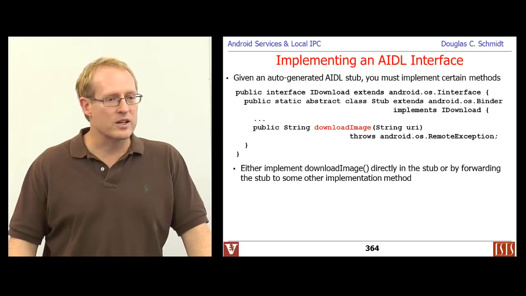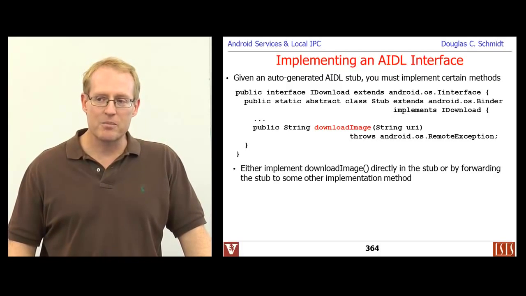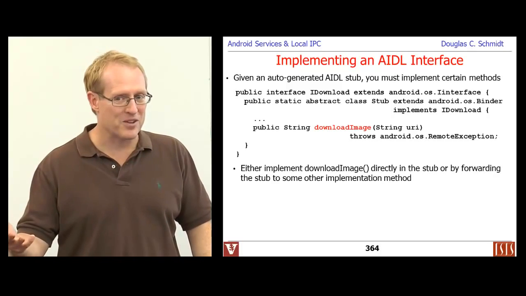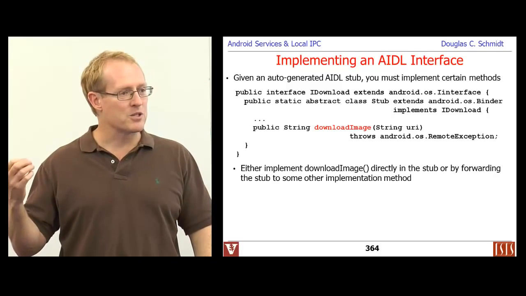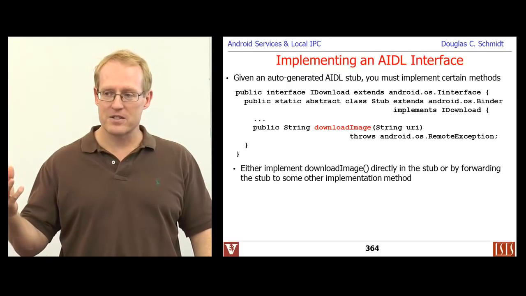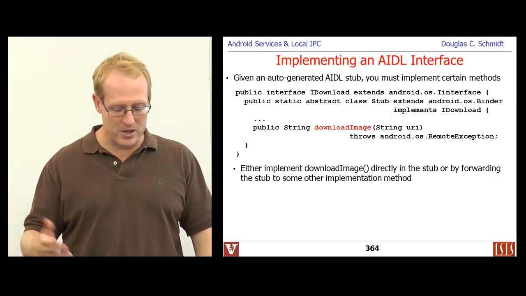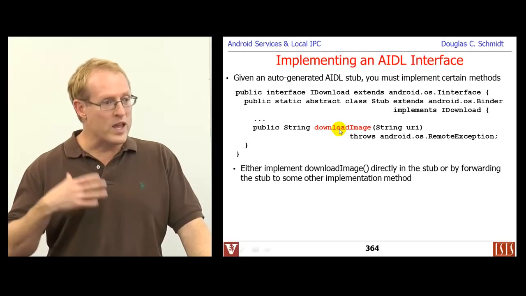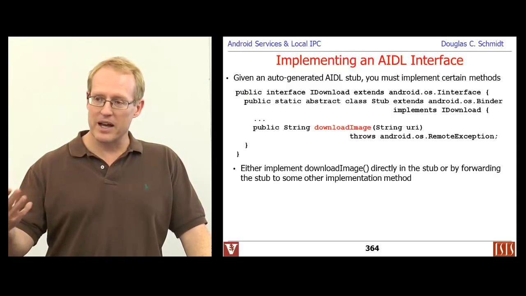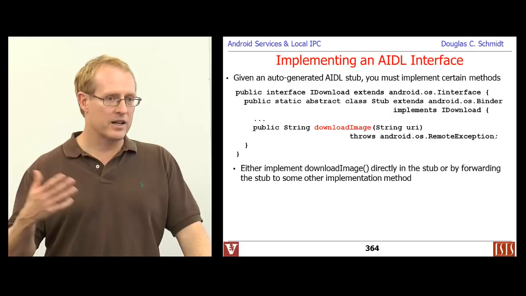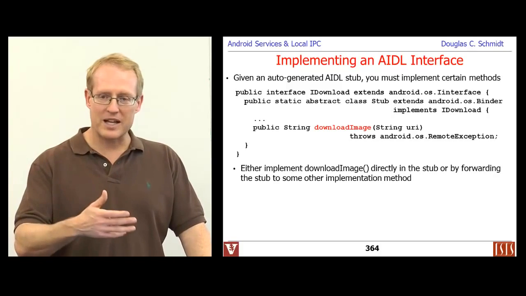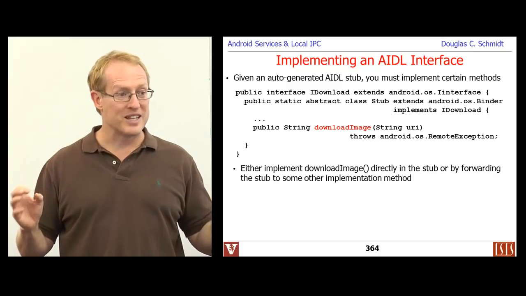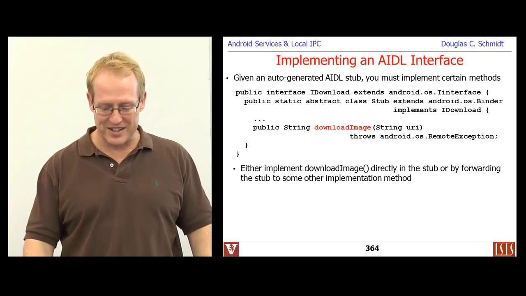OK, so if you take a close look at the generated code by the IDL compiler, you'll see that there's a set of abstract methods, one for every method that was defined in the original AIDL interface. So if we have downloadImage, then there's going to be an abstract method called downloadImage here. And we have to implement this. You either implement it by subclassing from Stub or creating an anonymous inner class, or subclassing and then forwarding, however you want to do it. Somebody has to implement downloadImage to do the thing that you actually want to have get done.